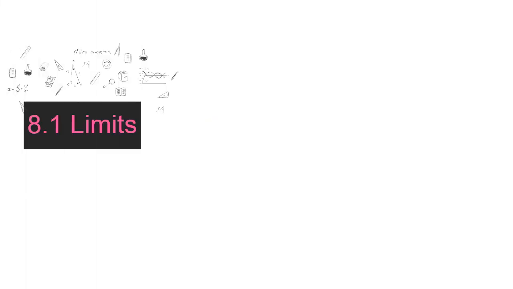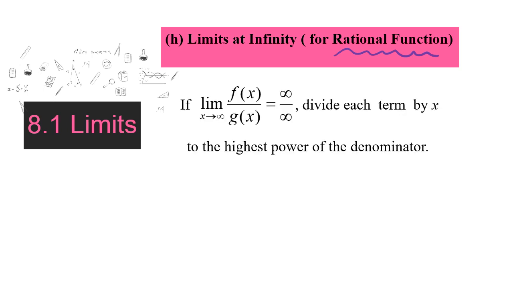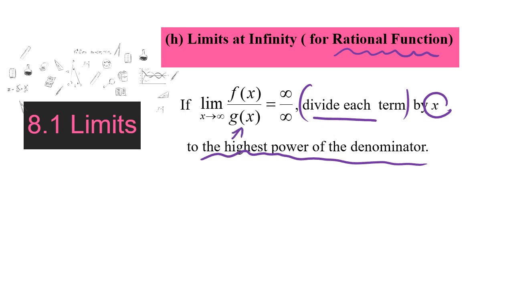Okay, the next part of limits, 8.1: limits at infinity for rational functions. This is a special case for rational functions. So let's see the definition. If the limit of f(x) over g(x) as x approaches infinity is equal to infinity over infinity, then we have to divide each term by x to the highest power of the denominator. So what is the denominator? The g(x). We have to look at g(x) here. What is the highest power of g(x)? Then every term in the numerator and denominator should be divided by that.